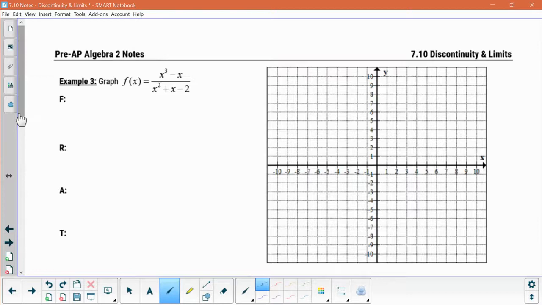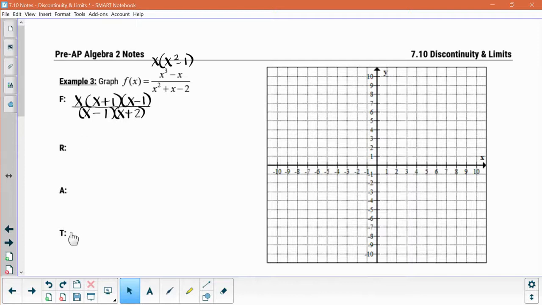Moving on to example 3, I have graph f of x equals x cubed minus x over x squared plus x minus 2. So the first thing I'm going to do is take my numerator. I notice that I have a term in common, so I'm going to take out that GCF of x, leaving me with x squared minus 1. Now I'm going to factor. That's going to give me x plus 1, x minus 1, because that's a difference of squares, over x minus 1, x plus 2.